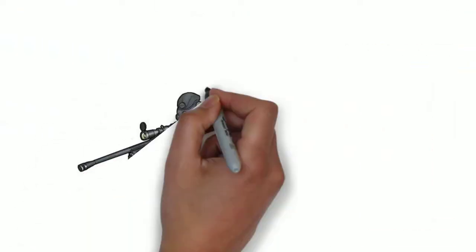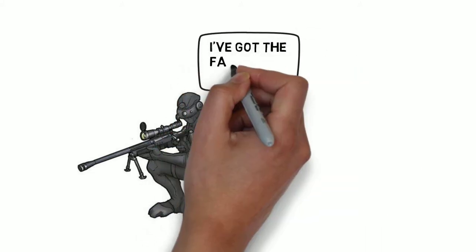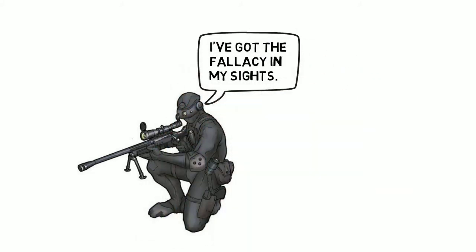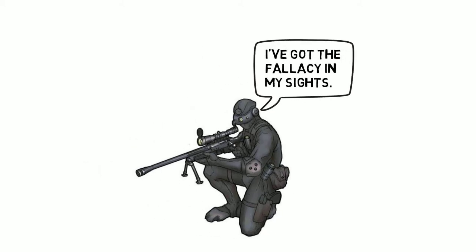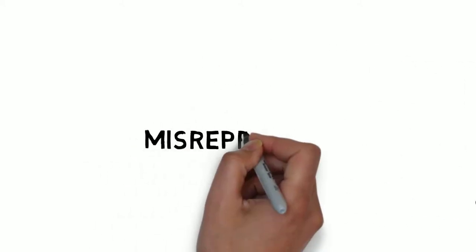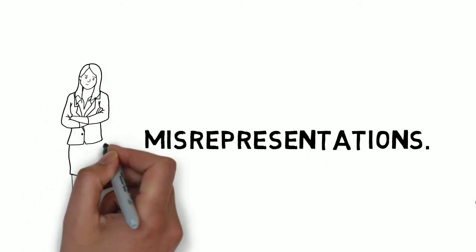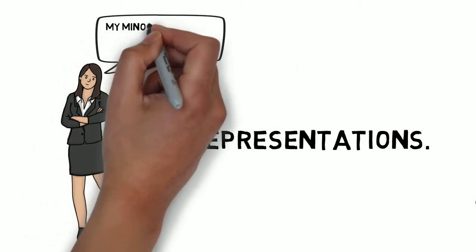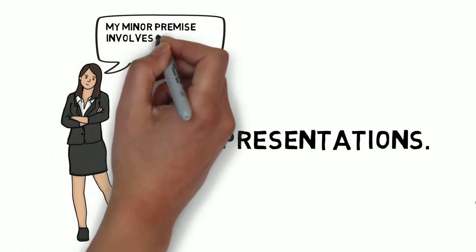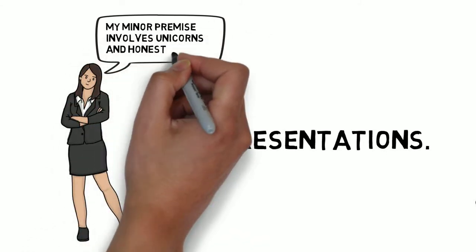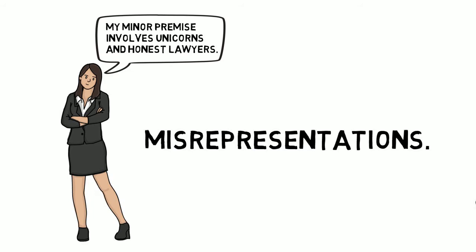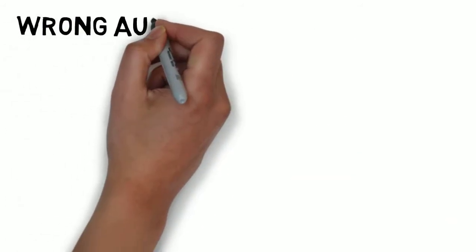So let's talk about some other ways to spot when a lawyer does not properly move through these logical steps and commits what's called a fallacy. One big fallacy is where the premises look good, but the lawyer has misrepresented one of them. For example, where a lawyer misrepresents the major premise, what the law says, or where a lawyer misrepresents the minor premise, what facts happened.